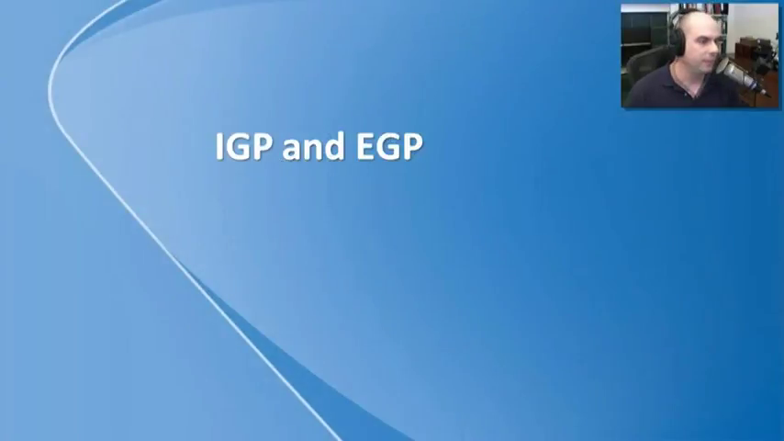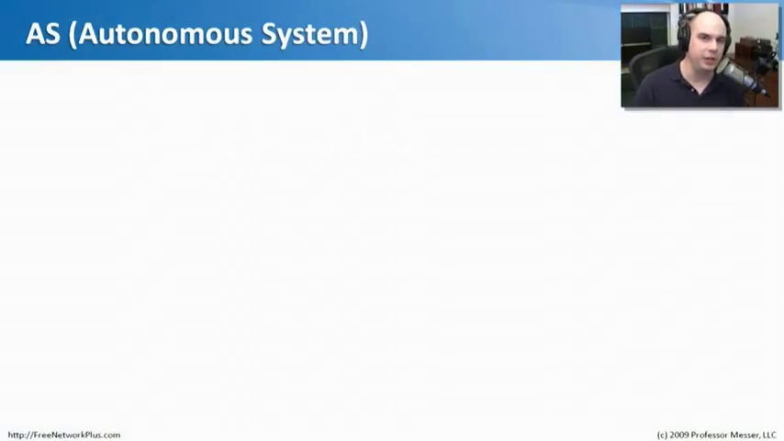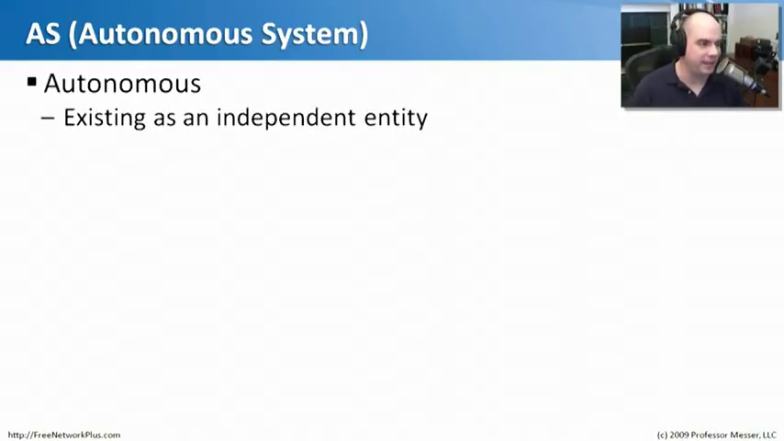Before we start talking about the details of routing, let's talk about these concepts of IGP and EGP. Now, before we really get into the IGP and EGP of it, let's talk about something called an autonomous system, an AS. Now, autonomous means that it is something that is an independent entity.